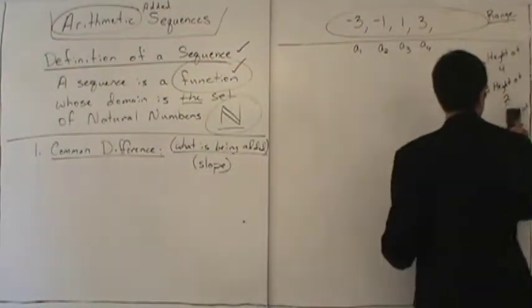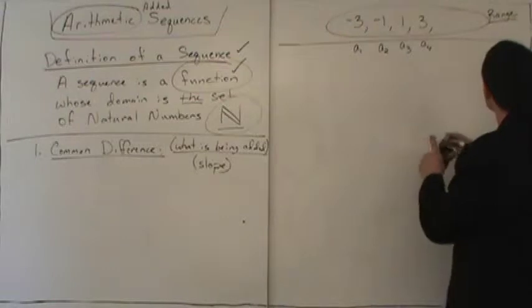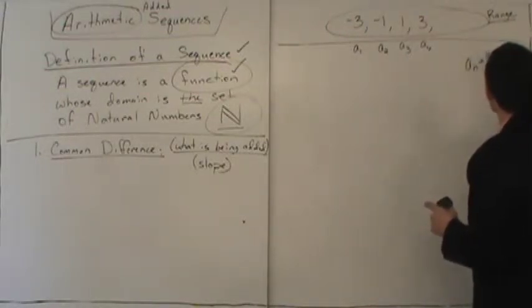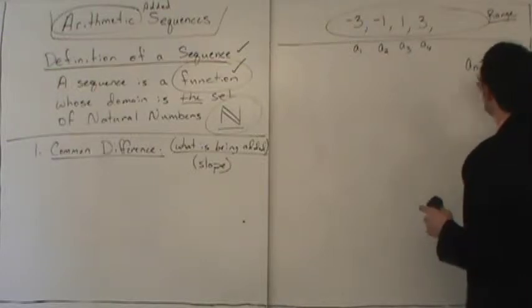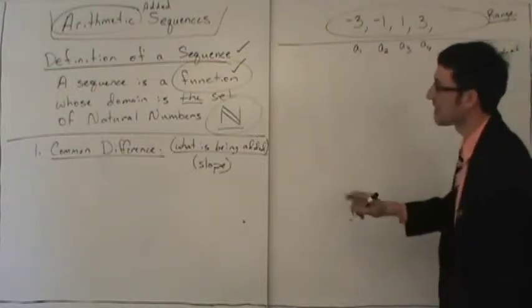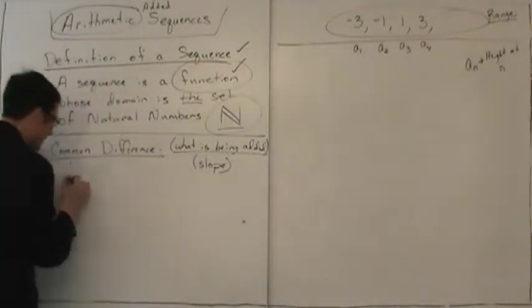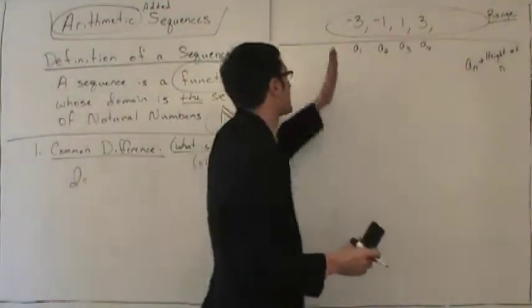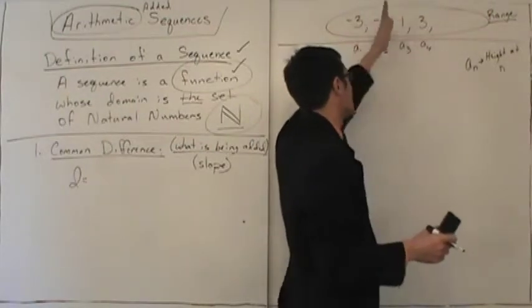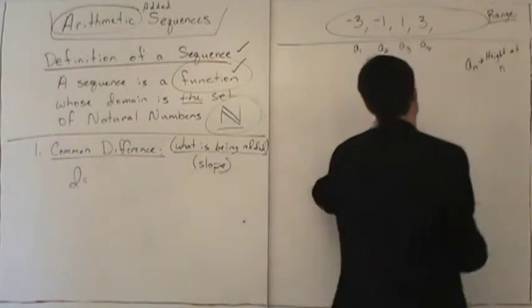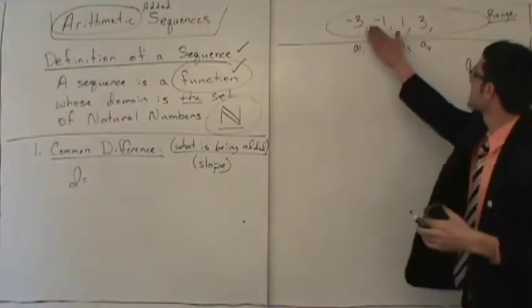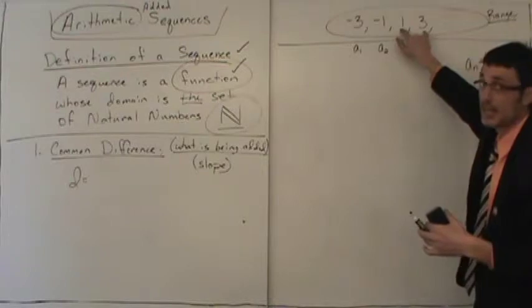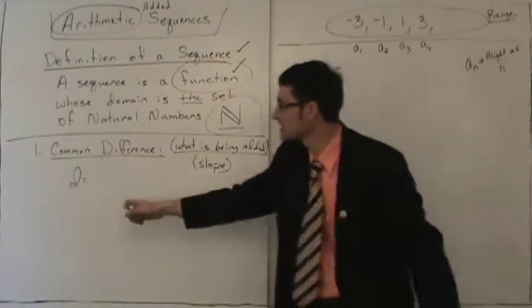So I'm going to erase this. So a sub n, again, is thought of as height at n, at any number n. So, going back to common difference. Common difference is variable d. And variable d represents what is being added to get from number to number in the range. To get to the next number in the range, what are we adding? Well, you can look here and see what is being added to get from negative 1 to 1 or from 1 to 3. We already established earlier that 2 is being added. So our common difference, or d, equals 2.